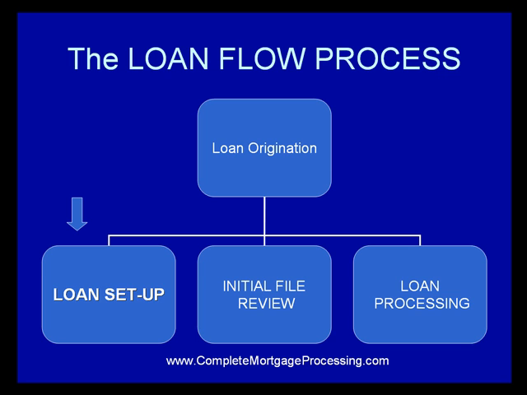Next, we have the initial file review. This is where documents in the file are analyzed to confirm if the deal's feasible. Is it doable? Then we get into loan processing. The primary function of loan processing is to prove that the information on the 1003, along with its supporting documentation, is accurate and reliable enough for the lender to use in making a credit decision.